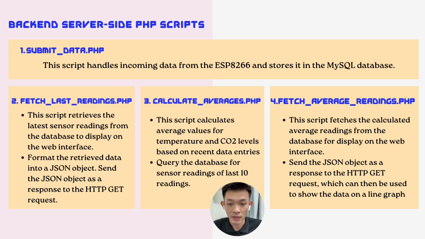Next is the calculate average.php. It calculates the average value for temperature and CO2 level based on the recent data entries. It queries the database for the last 10 sensor readings to compute this average.